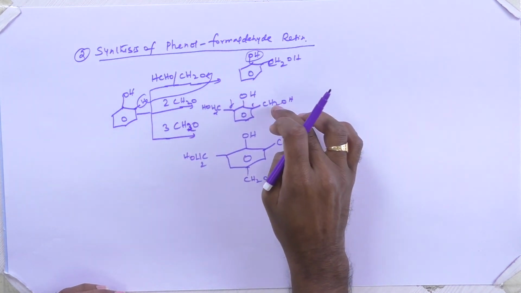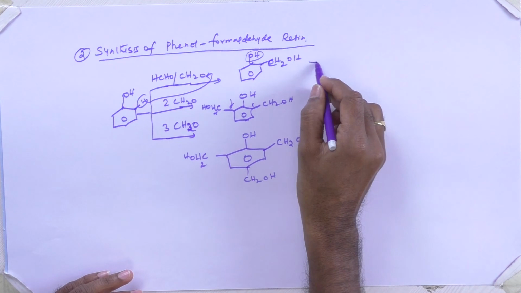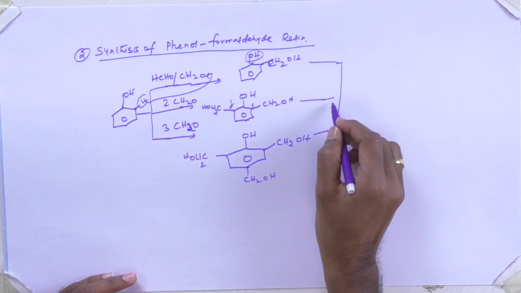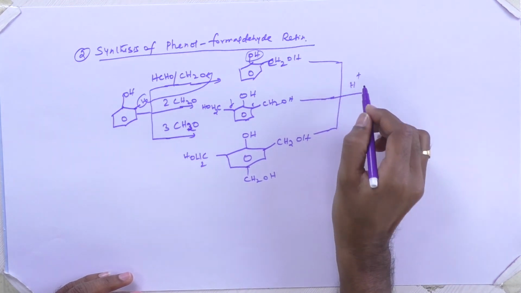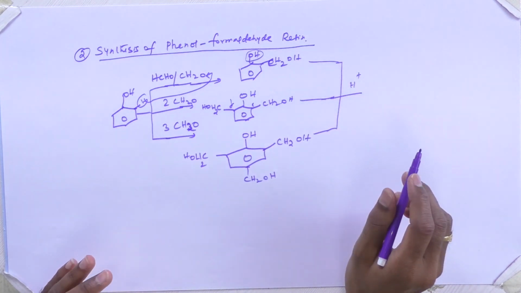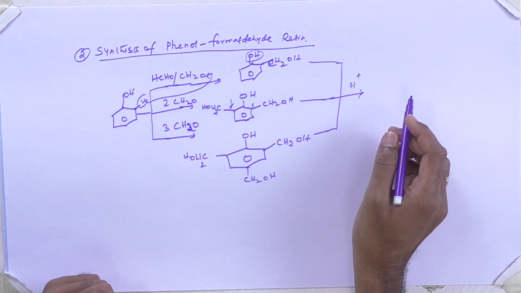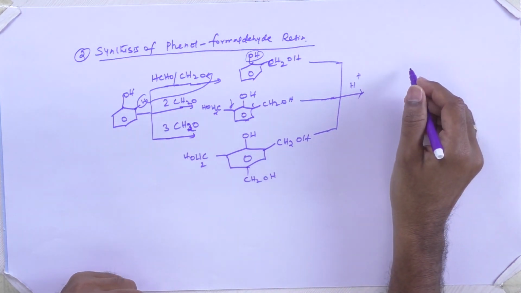these mono, di and trisubstituted phenols are mixed together, or they will try to react with each other in the presence of acid catalyst. So once they react with each other in the presence of acid catalyst, they will try to give the three-dimensional network resin. That's called Bakelite.